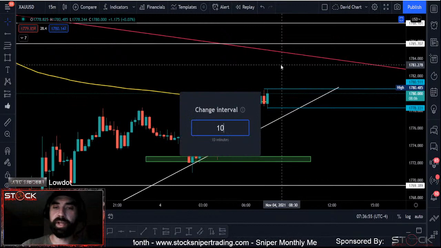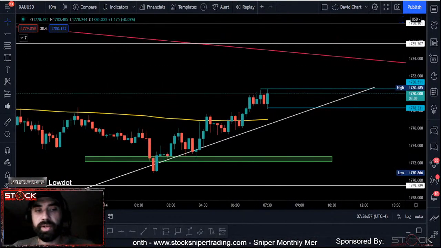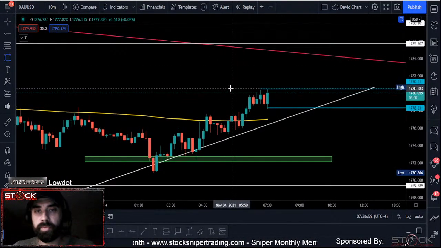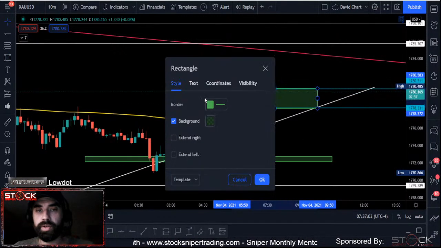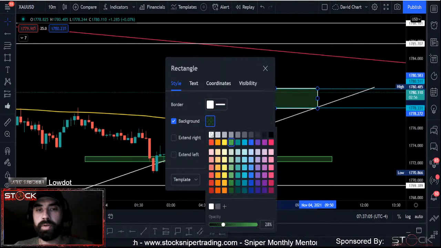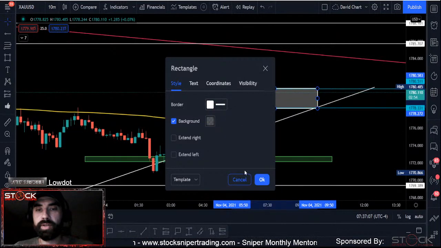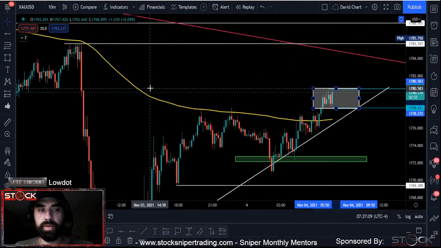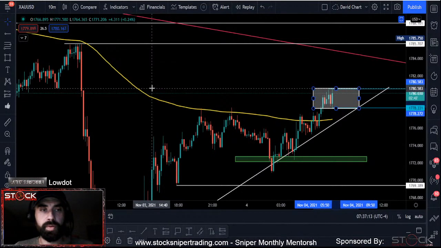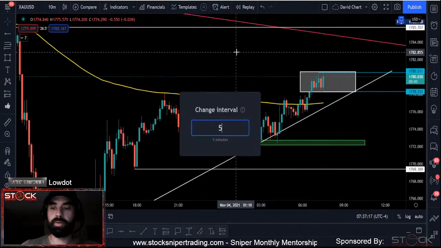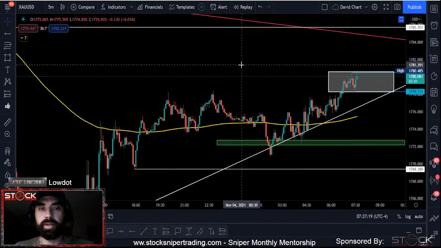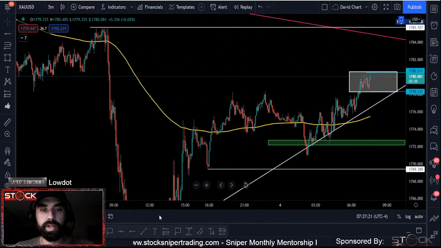Okay, so we got 10 minute now. See the consolidative structure on gold that we're starting to form. I'll change that color to neutral, and we'll go check out GBP USD once we get done on the 5. Okay. Now on to the 5 minute. Okay, that's what I wanted to see.